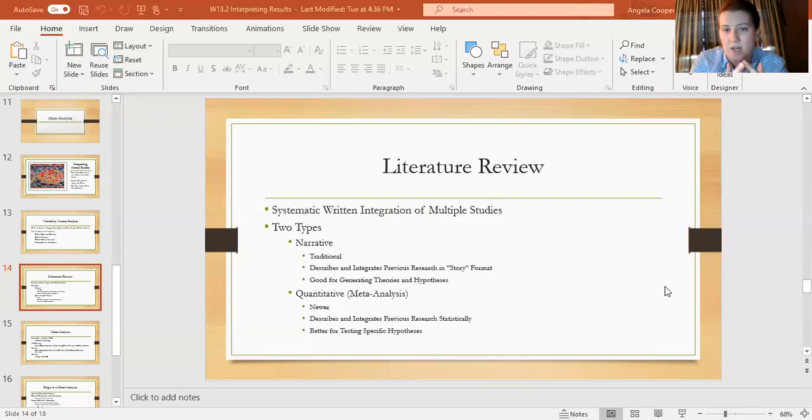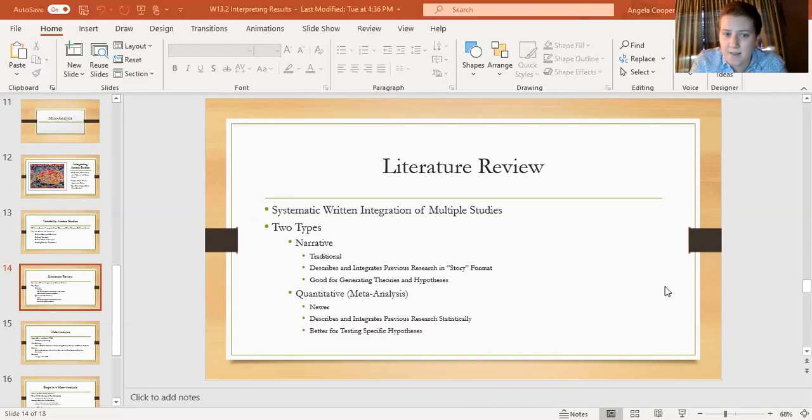And it's great for generating theories and hypotheses because, hey, look what this person did, or look what these people did. Let's piggyback off of that. And that's leading us to this research, there's a hole in the research. And so this current study, the one that I am writing, is going to address that hole. So it's great for generating theories and hypotheses because it leaves it open to what's next.